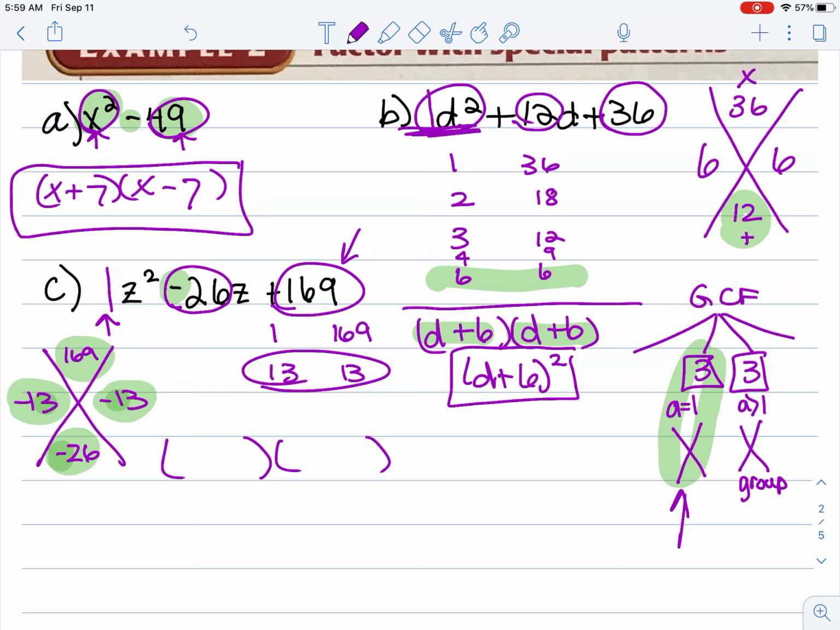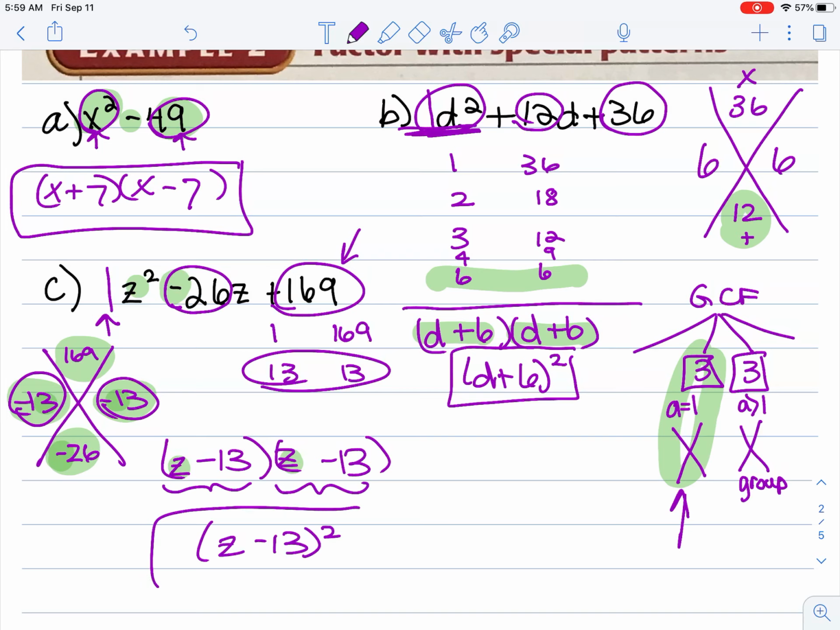Set up your parentheses. We know z and z go here because z times z is z squared. And then we put these terms here and here. They're both the same. So we write this as z minus 13 squared.